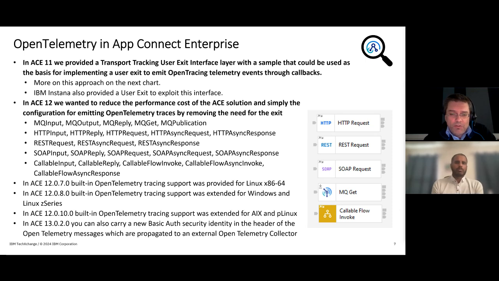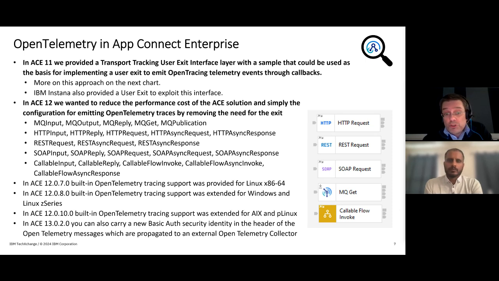And as you can see with the various different versions that are mentioned in the detailed bullets, we had a few bites at this. So to begin with, we supported Linux on x86 platforms. We then extended platform coverage to Windows and Z-series Linux in 12.08. And then we extended again for AIX and PowerPC Little Endian into the P-Linux platform. So we've now got full platform coverage. So for all of the different flavors of ACE, you have this capability.